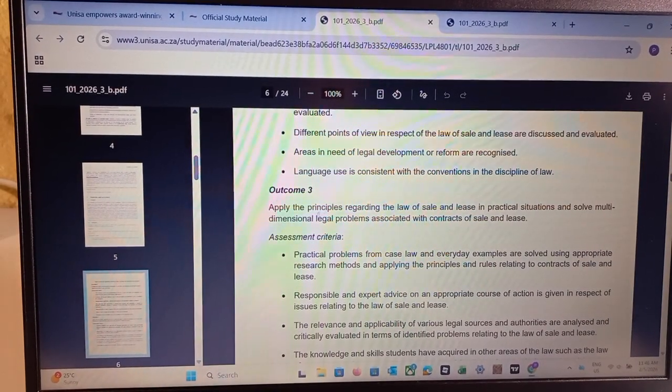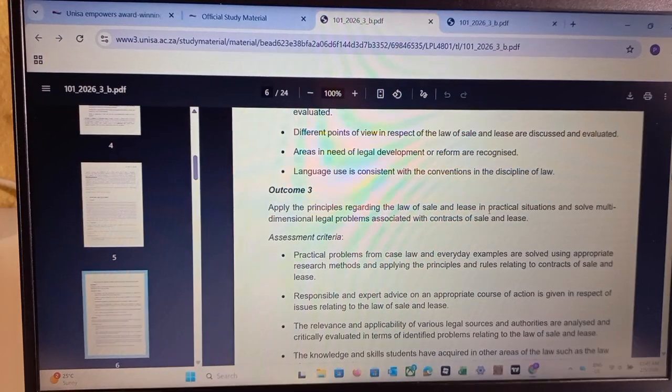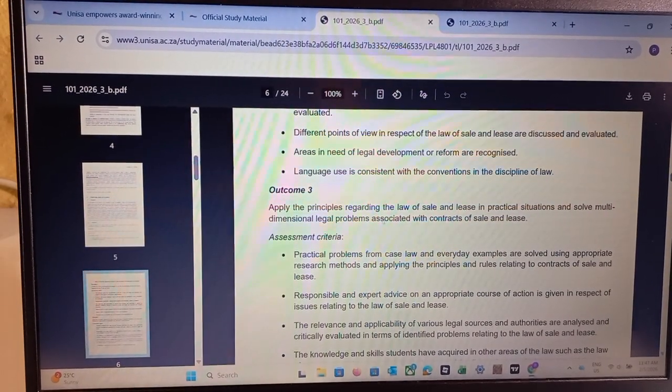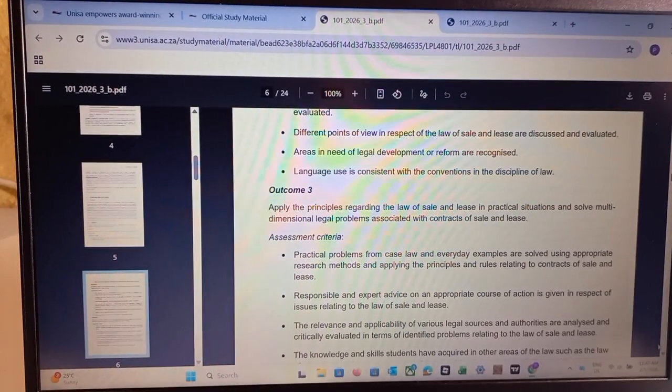Outcome 3, apply the principles regarding the law of sale and lease in practical situations and solve multi-dimensional legal problems associated with contracts of sale and lease.